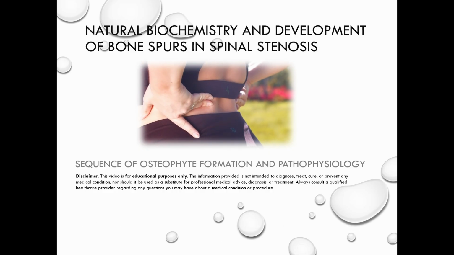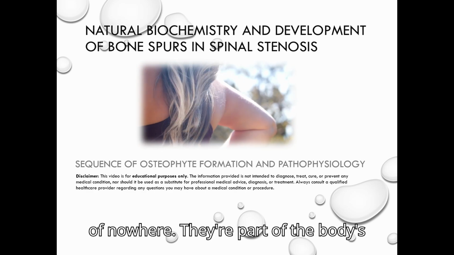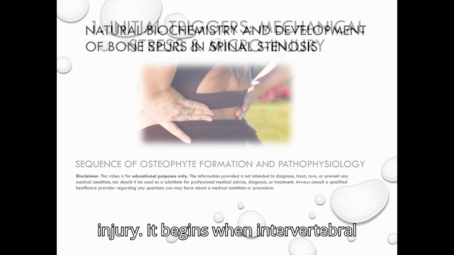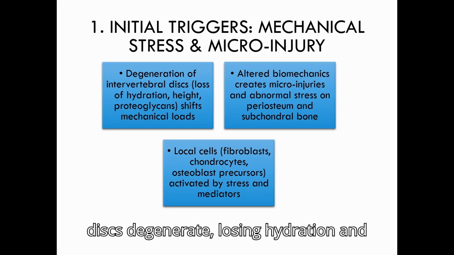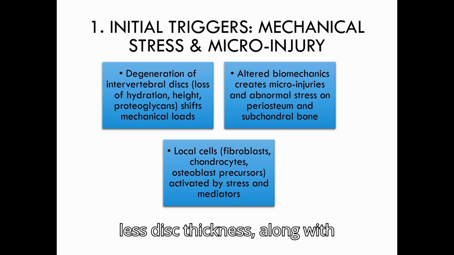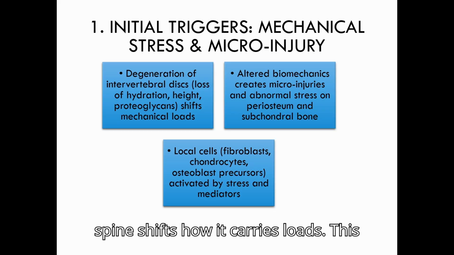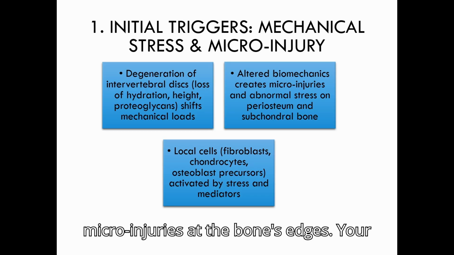Bone spurs, also called osteophytes, don't appear out of nowhere. They're part of the body's adaptive response to stress and injury. It begins when intervertebral discs degenerate, losing hydration, disc thickness, and shock-absorbing proteins. Suddenly, the spine shifts how it carries loads. This uneven stress causes tiny micro-injuries at the bone's edges.